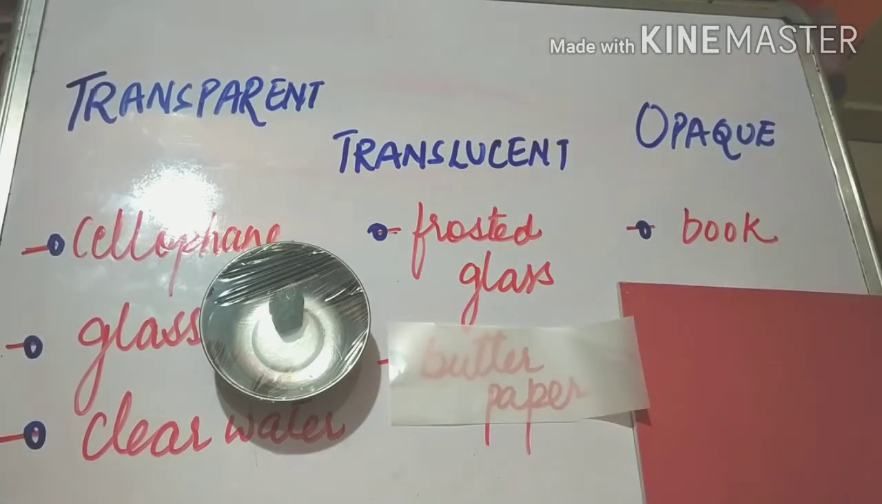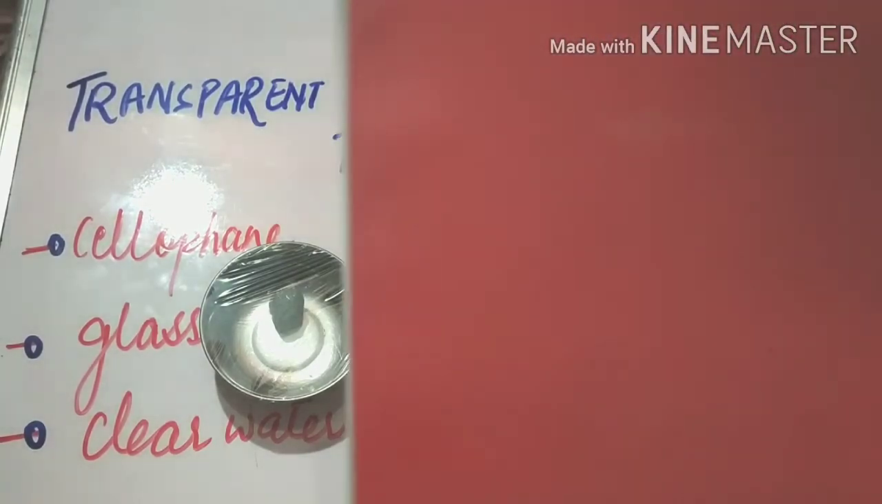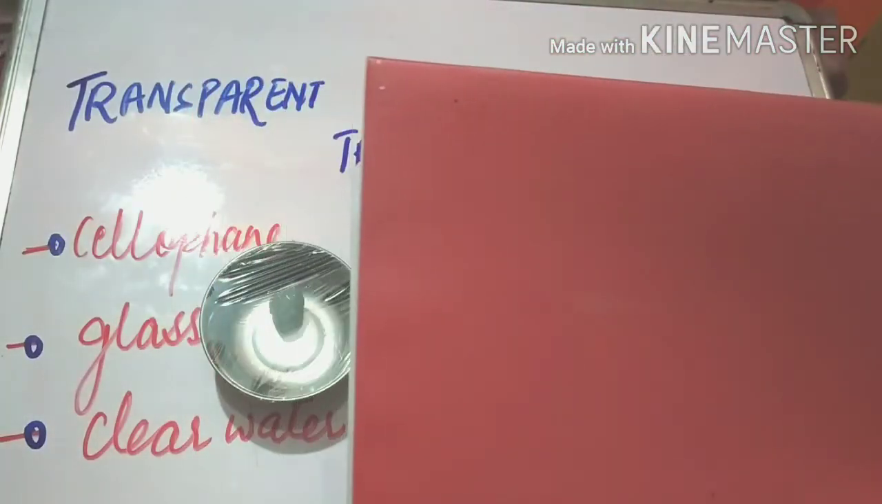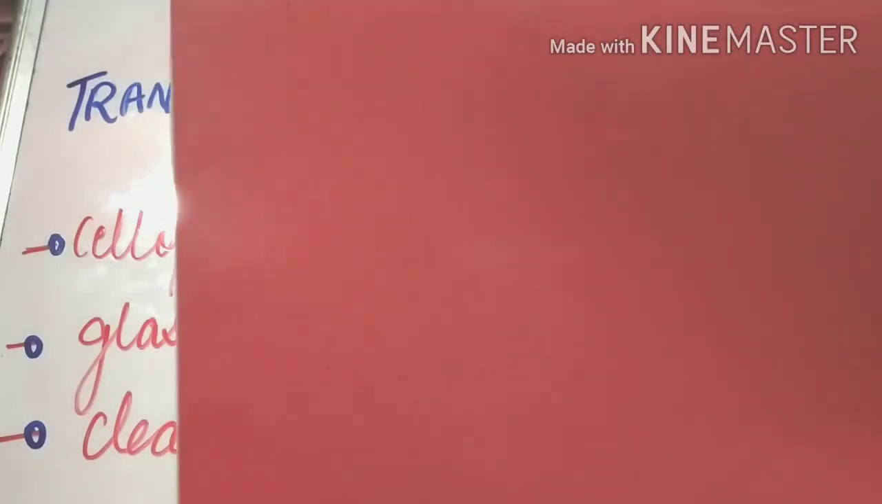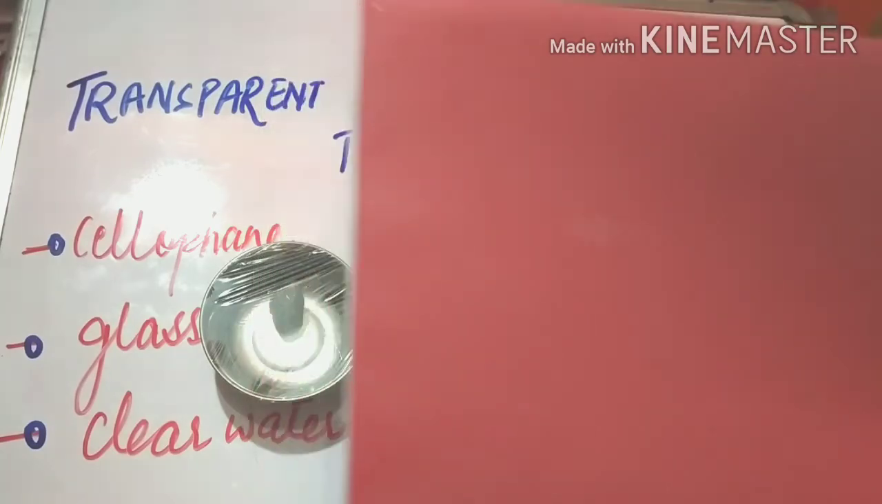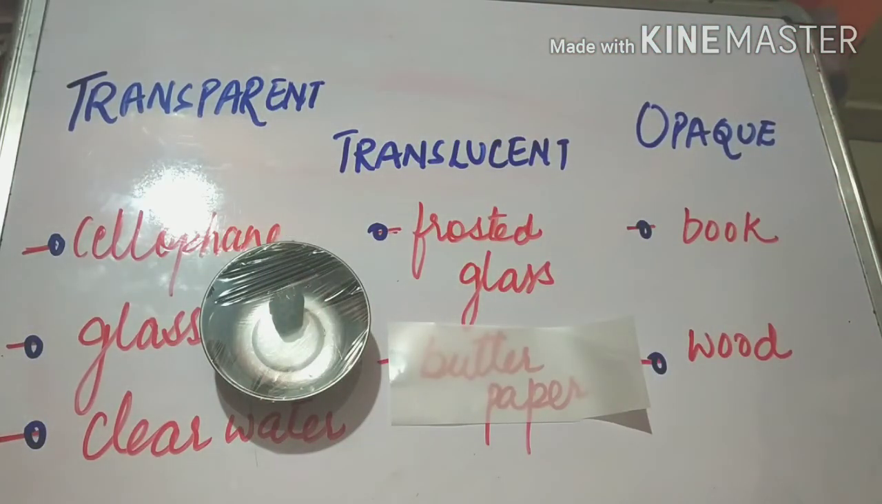Now come to opaque. Opaque, like your book. Can you see anything behind the book? No, you can't see anything behind the book. So we can say that your book, your cupboard, your wood, they all are opaque objects.